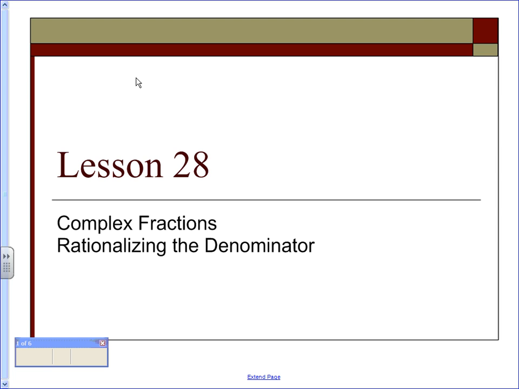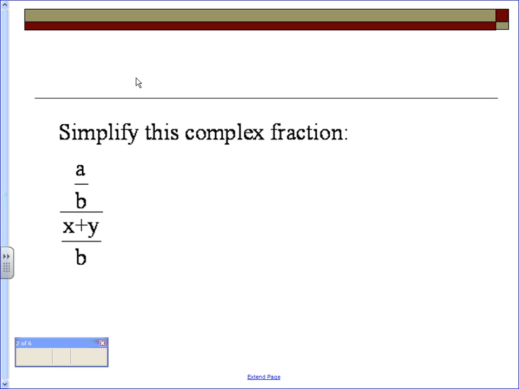Complex fractions, and then rationalizing our denominator. This is a complex fraction. Have y'all seen these before? Do you know why it is called a complex fraction? It's got more than one fraction bar. On this one, it actually has three. Your answer only has one fraction bar, like one thing over another thing.